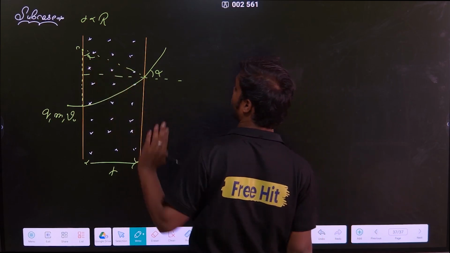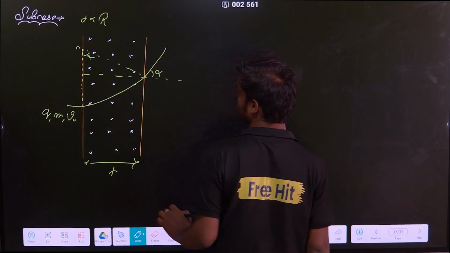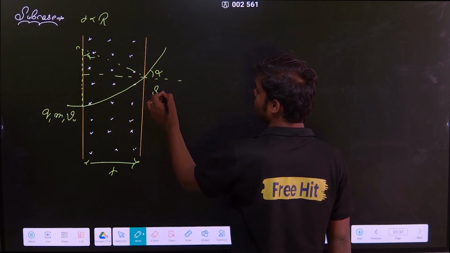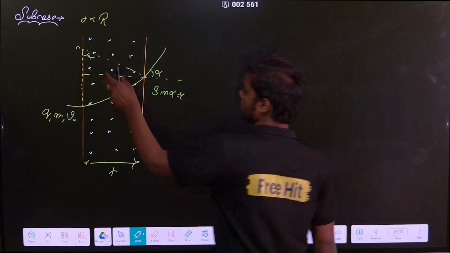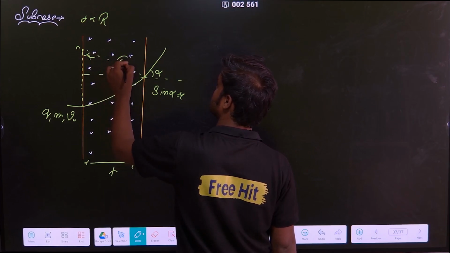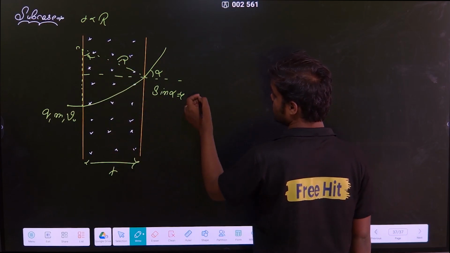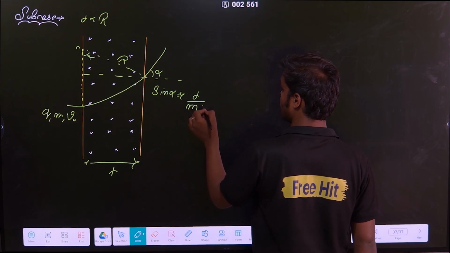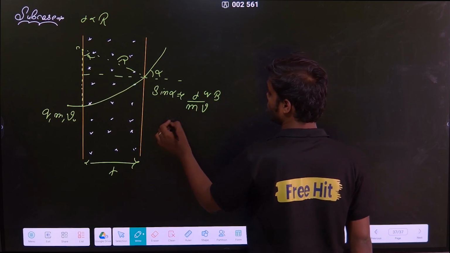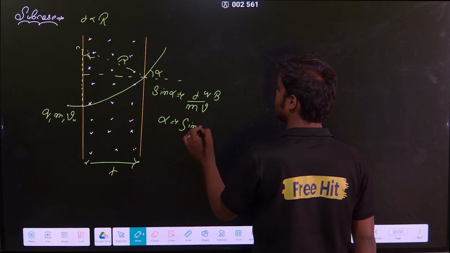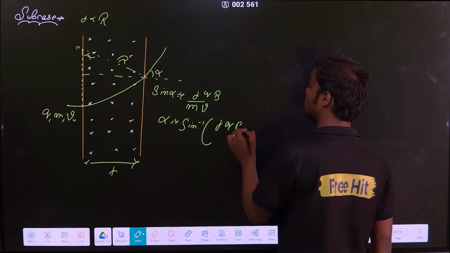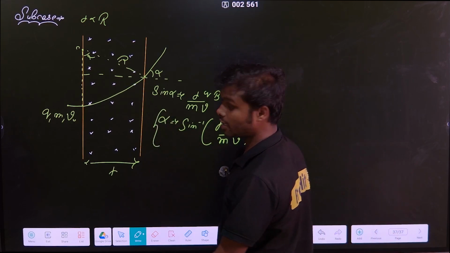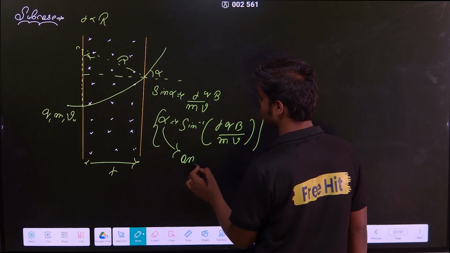Okay, this is alpha. Now can you tell me the condition? If you write sine alpha, it is perpendicular by hypotenuse. This is the radius, and the perpendicular is this distance, so sine alpha is t upon r, that is t into qB upon mv. So from here you get alpha equal to sine inverse of (t qB upon mv), correct? This is what they will ask you, the angle of deviation. This is called the angle of deviation.